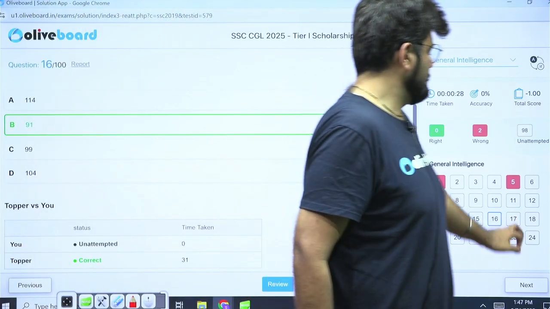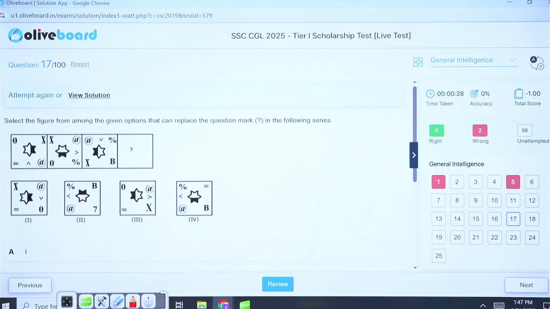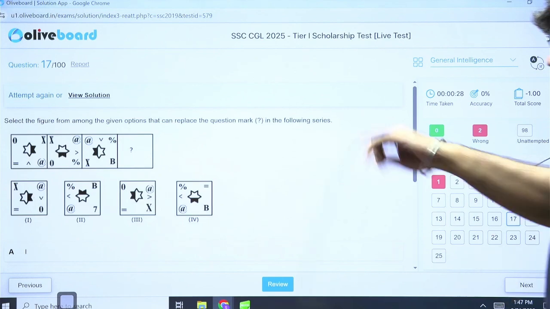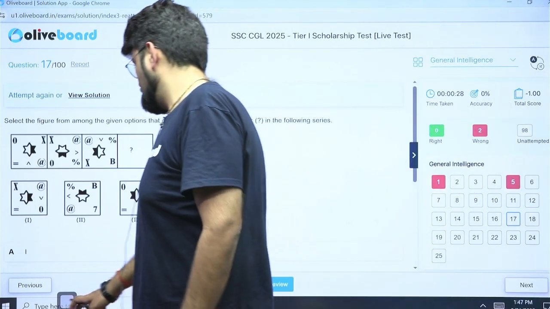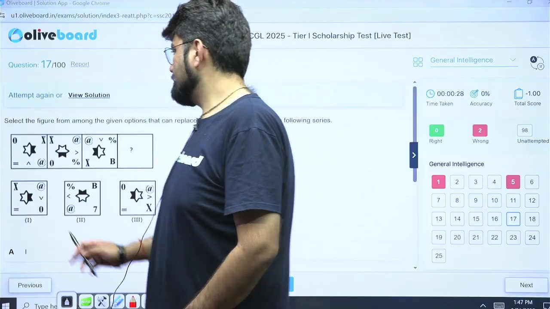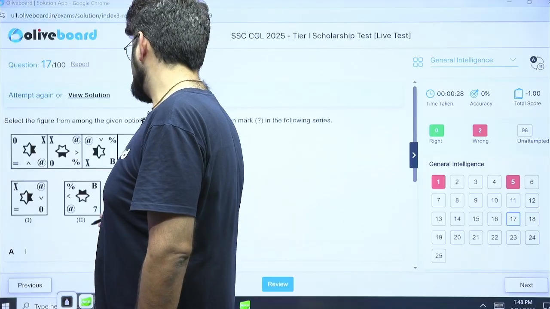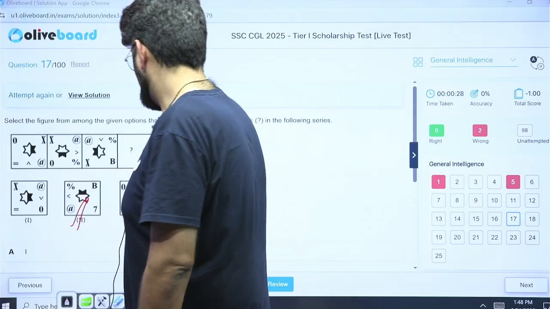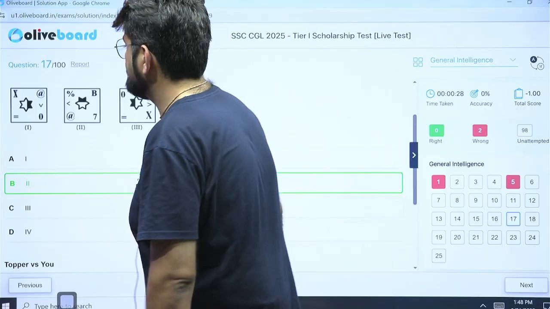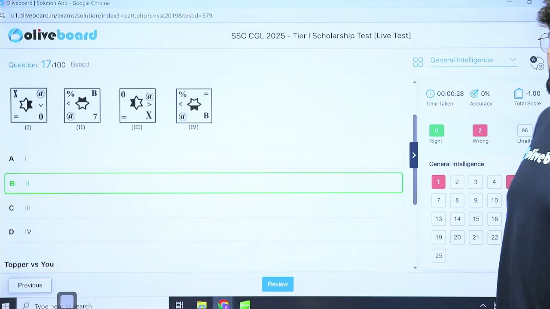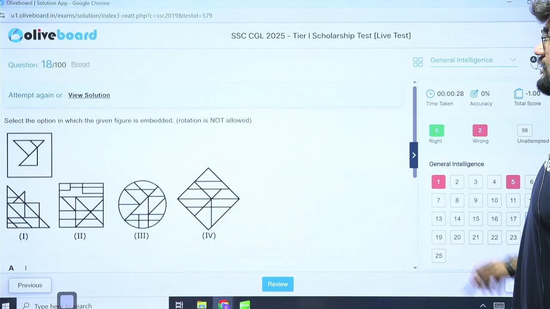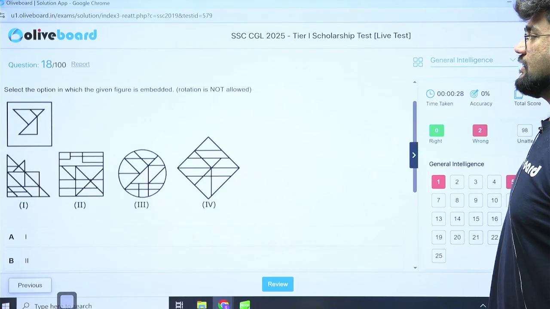Question number 17. So the middle figure is definitely moving clockwise. Middle figure is moving 90-degree clockwise. So it was like this, then like this, then like this. So the black portion will come on the top, which is only an option figure 2. So figure 2 should be our correct answer. This is an easy question. Just by one element you can get your answer.